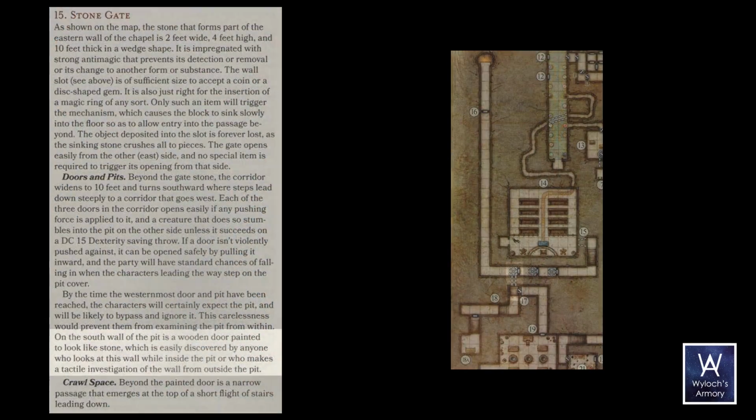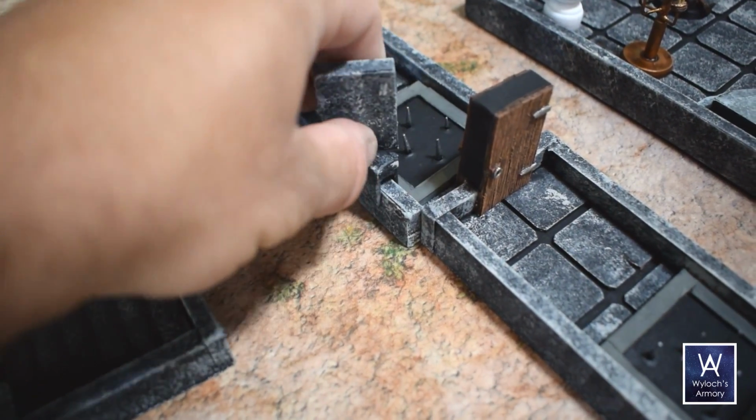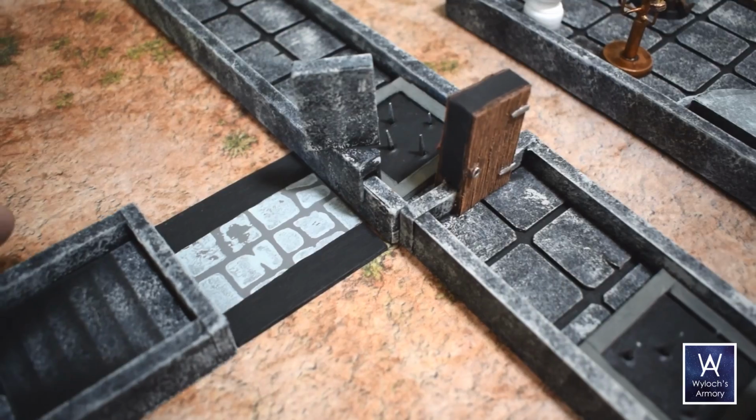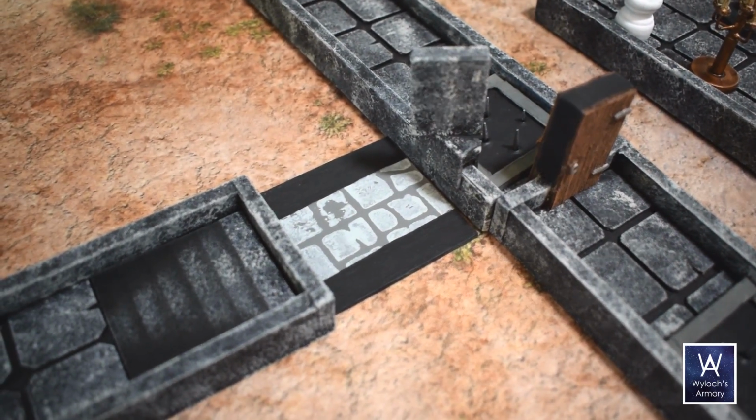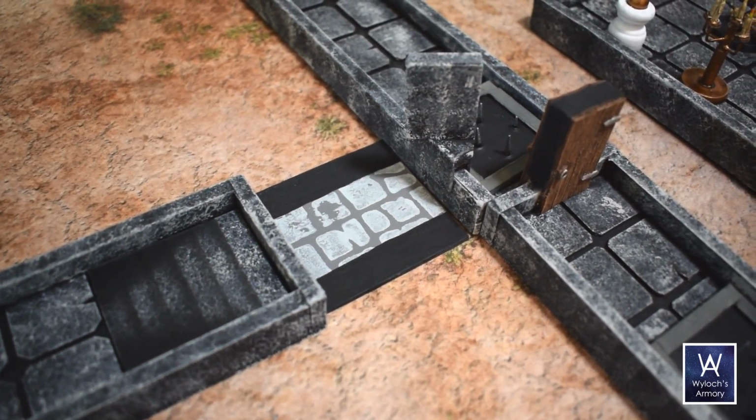Now the third pit trap has a secret door in its south wall, so I'll just use my normal secret door clip-on to represent that. And there's another short 10-foot crawl space. So once again, just one of those 2D crawl spaces.